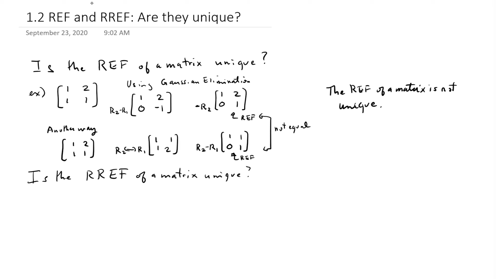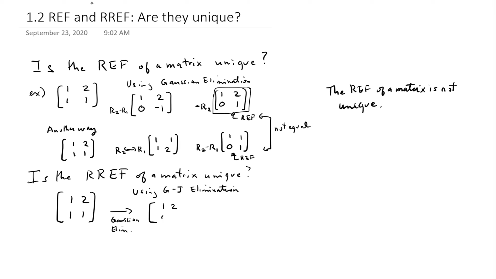How about the reduced row echelon form? Well, let's take a look at our matrix here. 1, 2, 1, 1. To put it in reduced row echelon form, I have to do Gauss-Jordan elimination. Well, Gauss-Jordan starts with first Gaussian elimination, so I won't redo all of my work. I've done it before, so Gaussian elimination gives me this: 1, 2, 0, 1.